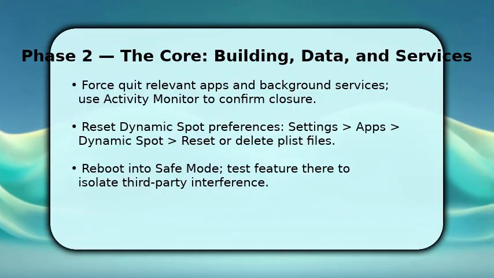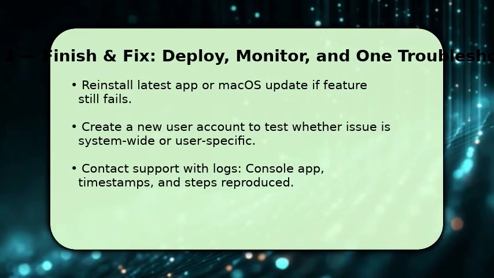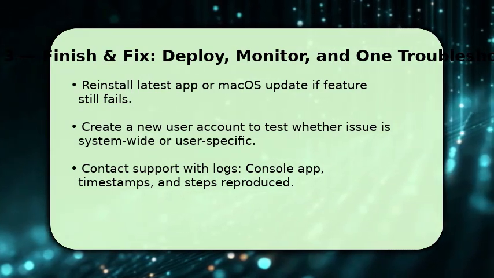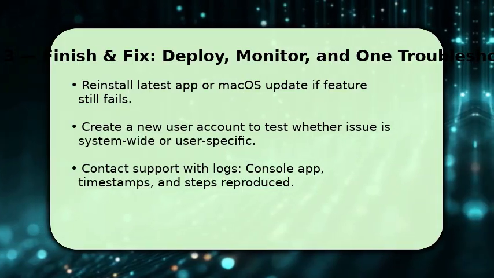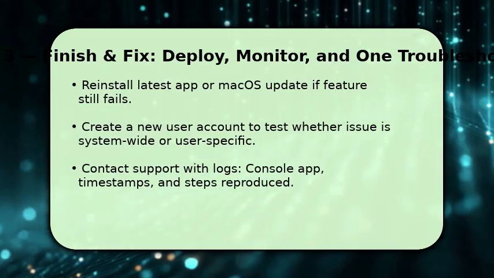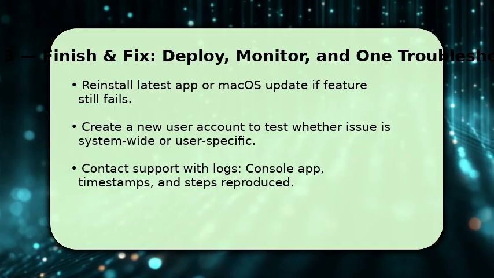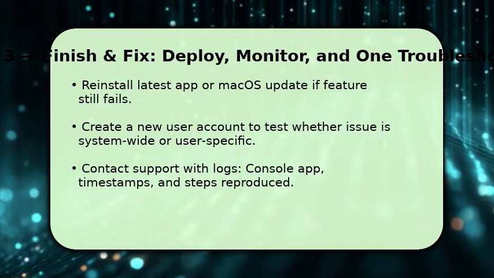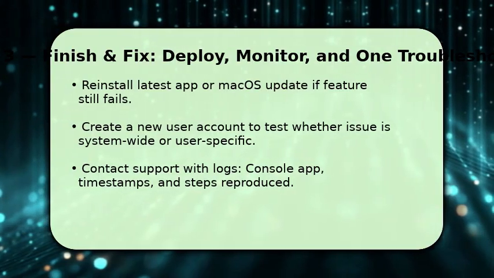Systematic elimination saves time. To finish, you reinstall the latest app or apply the newest Mac OS update and then test again. Sometimes binary repairs fix unnoticed corruption. If the problem persists, create a fresh user account and try Dynamic Spot there to determine whether the issue is local to your profile. Finally, collect logs from the console app with exact timestamps and reproduction steps before contacting support.